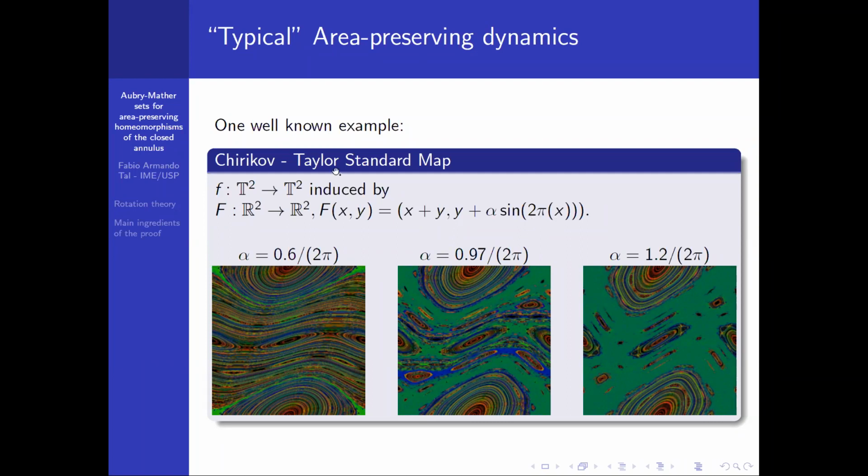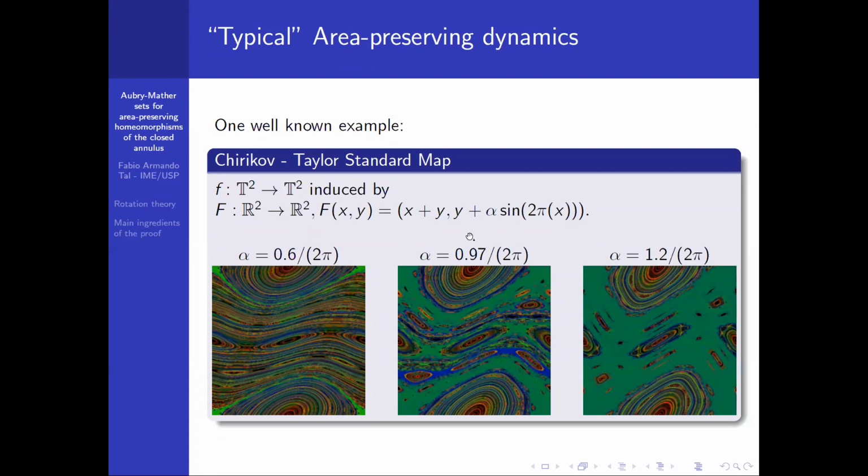Just a reminder: the circle for me is usually just R mod Z, meaning that it has length 1, and the torus is R2 mod Z2, so that it also has length 1 in horizontal and vertical coordinates.